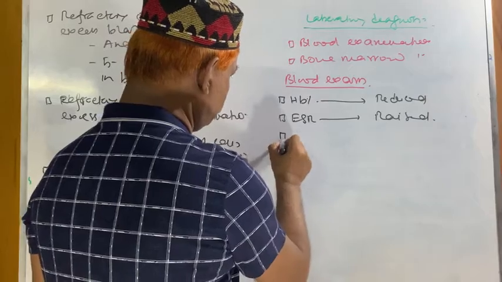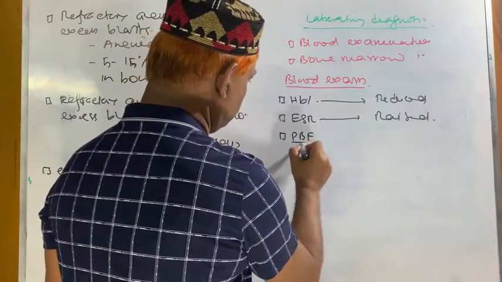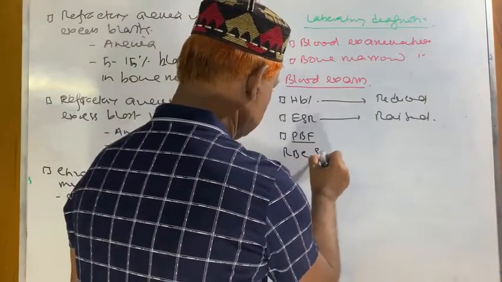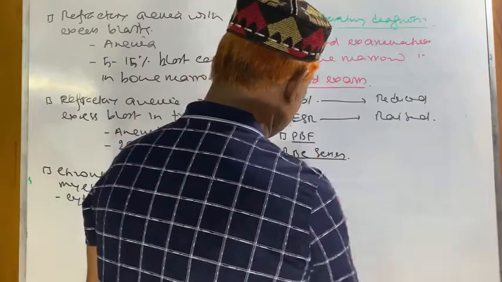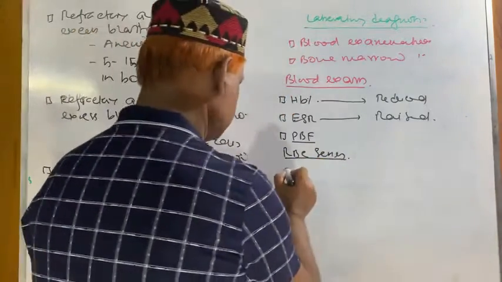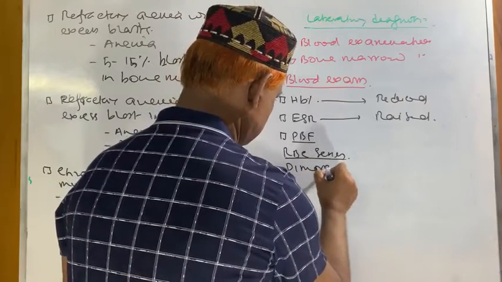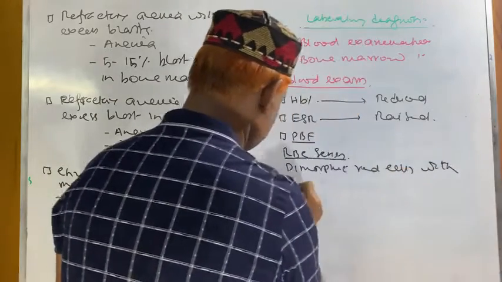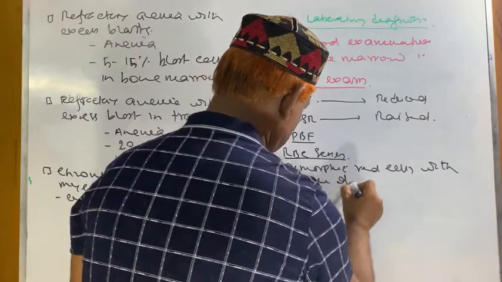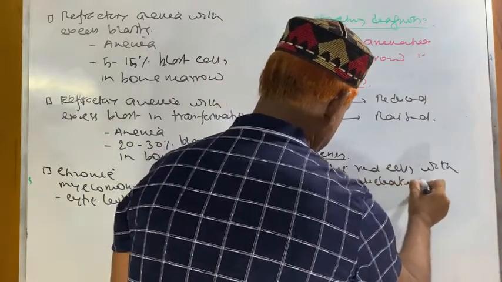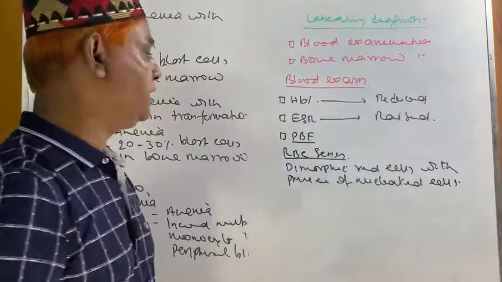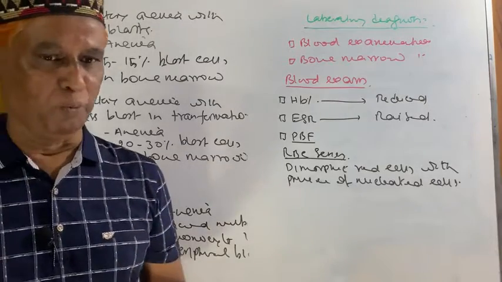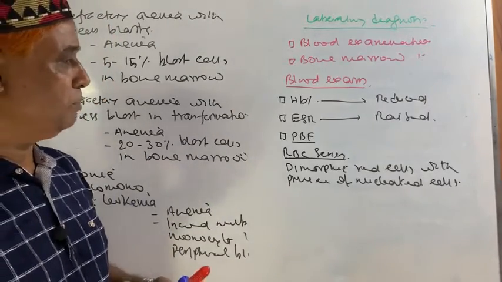We have to do peripheral blood film. The RBC series show dimorphic red cells with presence of nucleated red cells. So in peripheral blood we will get dimorphic red cells. That is, some red cells are normochromic, some are hypochromic. It is called dimorphic red cells with presence of nucleated red cells.